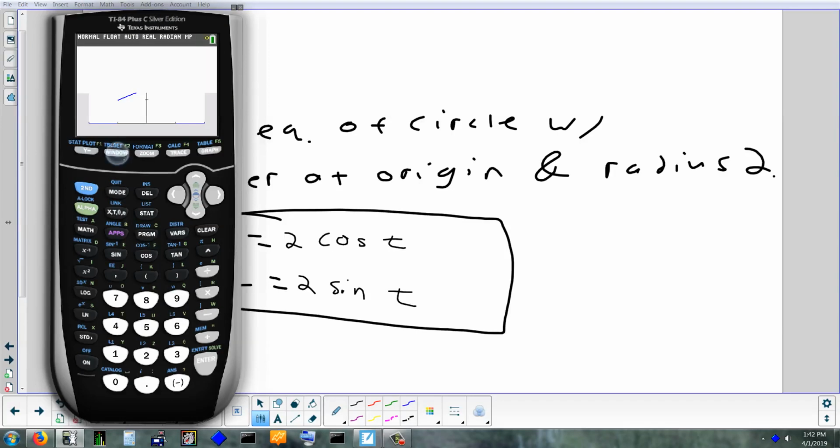0 to 2 pi. So when I start to set this up, put it back in parametric, go to your window, 0 to 2 pi. If I was in degrees, I would have done 0 to 360. Now, t step. Just leave it at 0.1. That's fine. We're drawing a circle with a radius of 2.